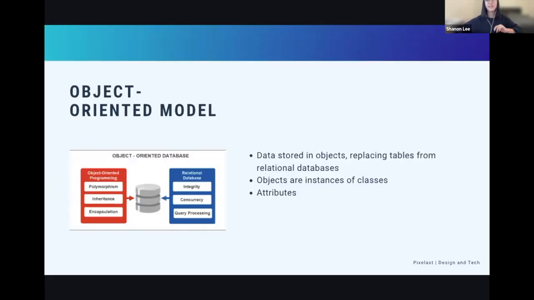Cool. And then in the object-oriented model, which is a different kind of model, objects are going to take the place of tables we saw in relational databases. So data just gets stored in objects, and then each object is going to be an instance of a class. And so it's pretty much a very different way to structure, store, and model our data.